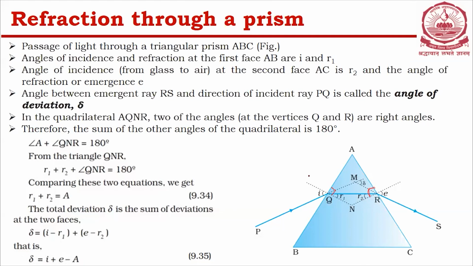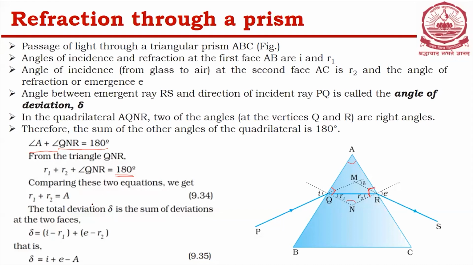So the sum of the other angles is 180 degrees. This is 90, 90, so 180, and these two angles will be 180. That means angle A plus angle Q and R should be 180 degrees, so total 360. And from the triangle QNR, this angle is R1 plus R2 plus QNR, which should be equal to 180 degrees. Comparing these two equations, you can find that R1 plus R2 is equal to A, this angle.